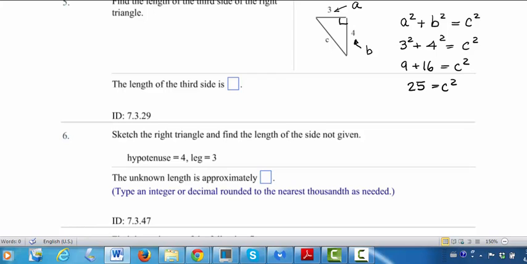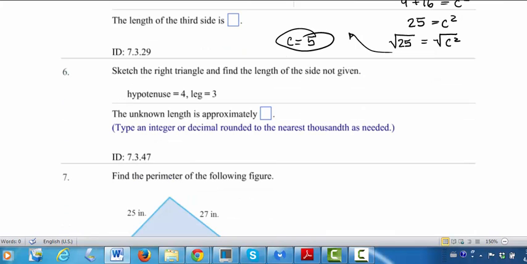But we don't want C squared, we want C, right? So we're saying what number times itself gives me 25. And the way I can do that is I perform the square root operation on both sides. Square root of C squared. Therefore, C equals 5, right? Because 5 times 5 gives me 25. So the third side, the hypotenuse, is 5.